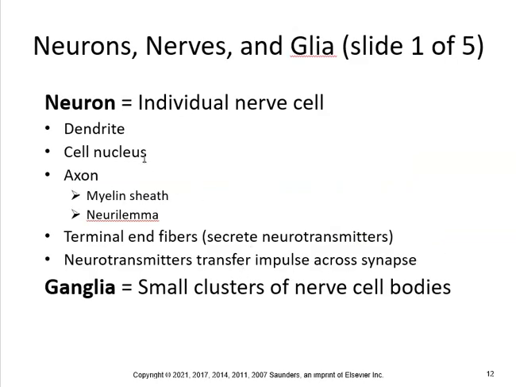A neuron is an individual nerve cell. It has dendrites, it has a cell nucleus, it has an axon, which has a myelin sheath, it has a neurolemma. Terminal end fibers secrete neurotransmitters, and neurotransmitters transfer impulses across a synapse. So that's how nerves communicate.